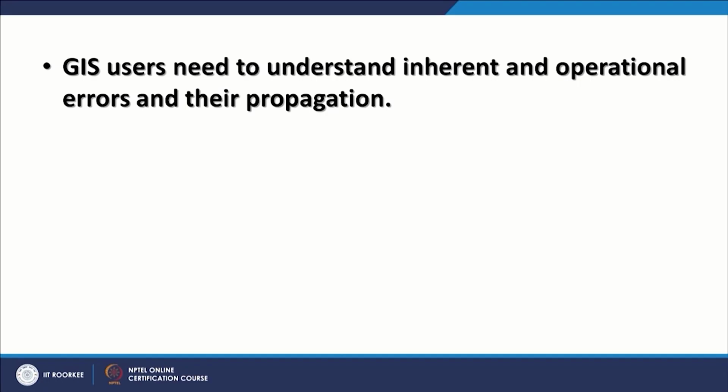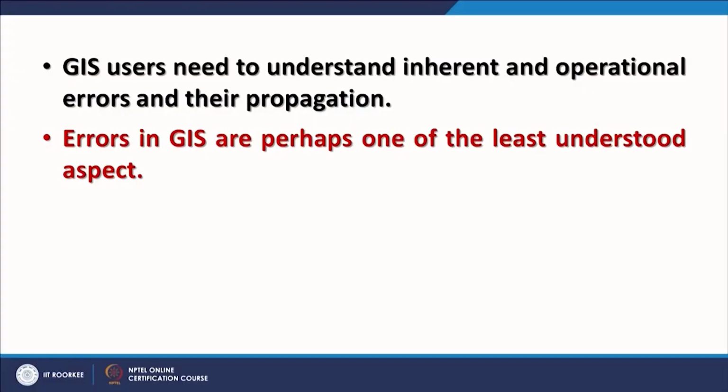But if it itself has errors, inherent errors must be there, so we should have the knowledge of first inherent errors and then the operational errors, which are under our control. And of course, if these errors are there and they are not contained, then they will propagate in our output.